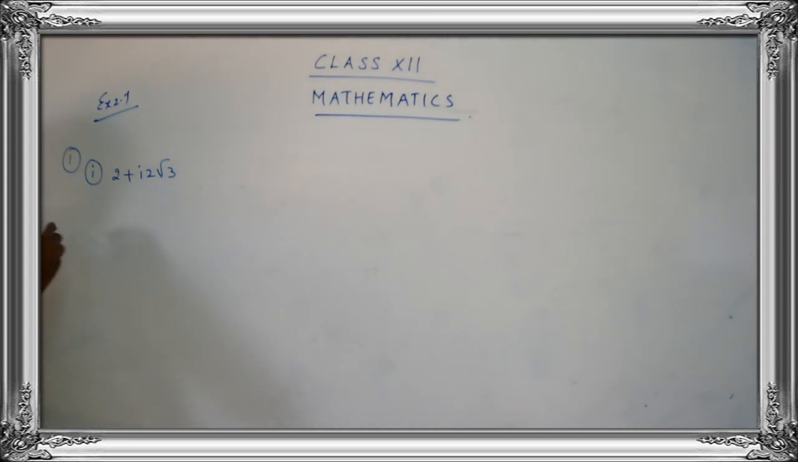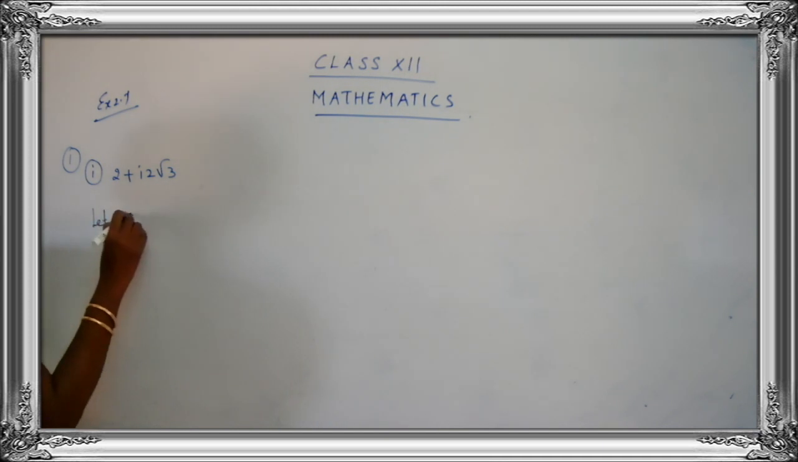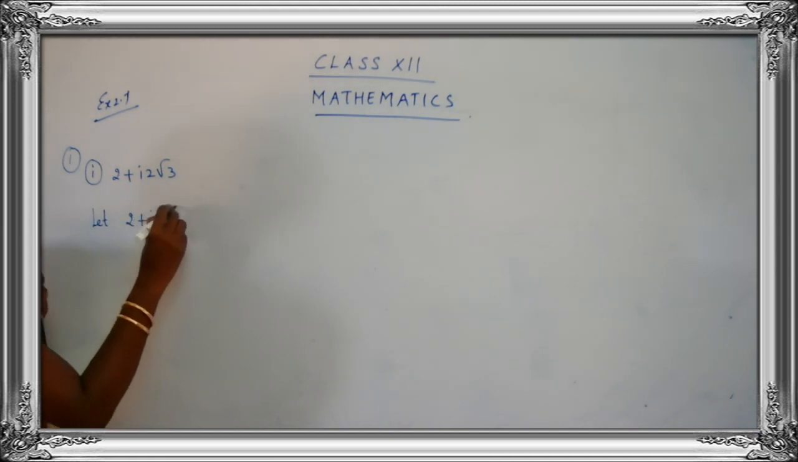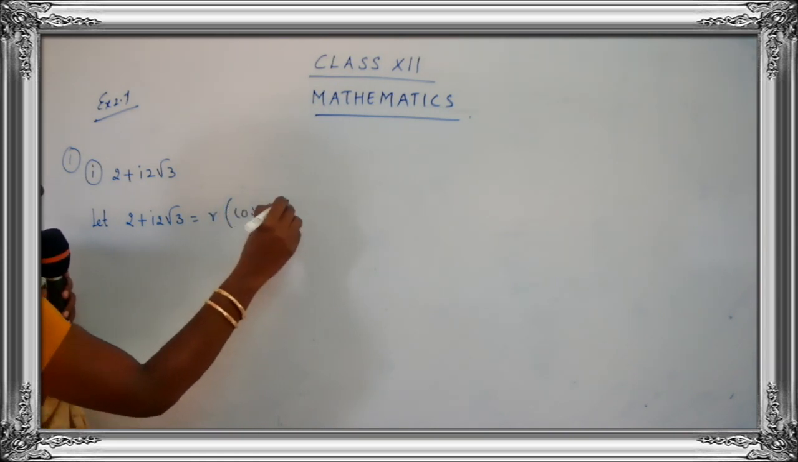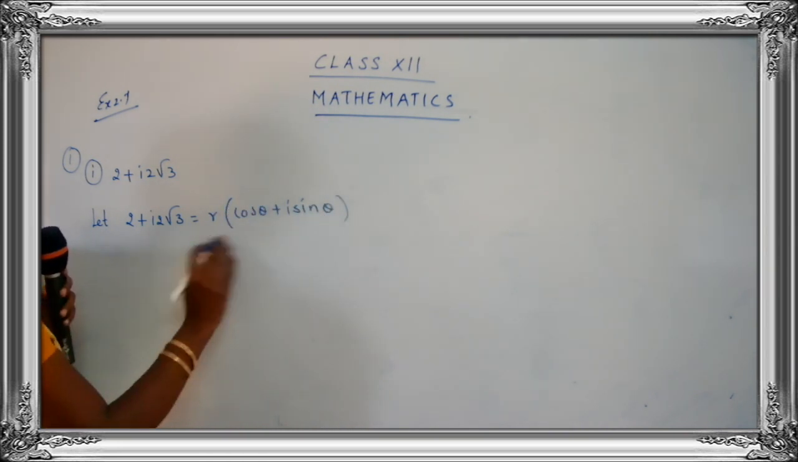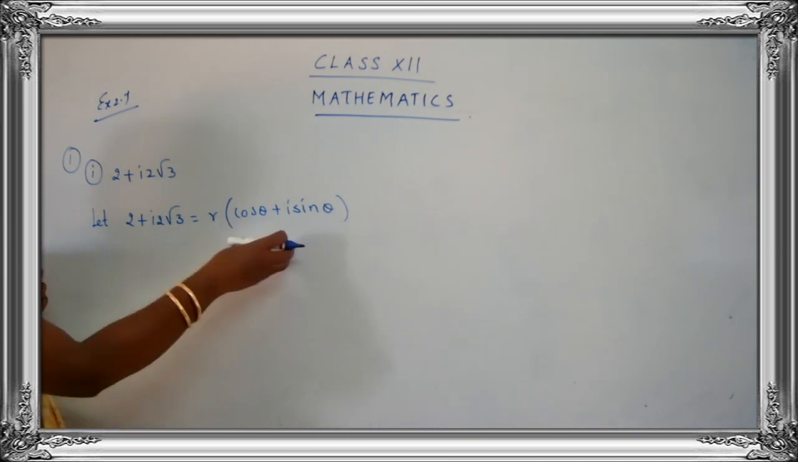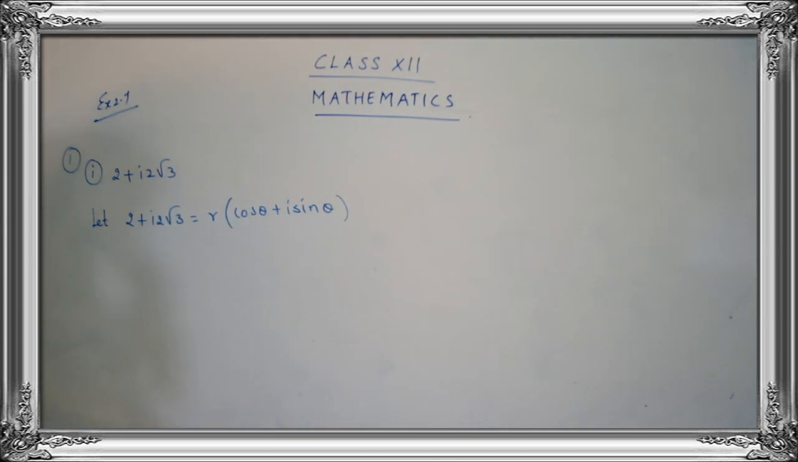Write on. Let 2 plus i 2 root 3 is equal to r (cos theta plus i sin theta). So this is the polar form. So you are going to write this in this format. So let 2 plus i 2 root 3 is equal to r (cos theta plus i sin theta).